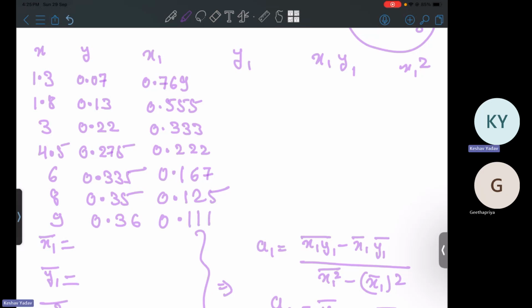Okay. Now y1 we need to find out. So 0.07 inverse is... let me check, 0.07. So 0.07, its inverse will be 14.285. Okay.